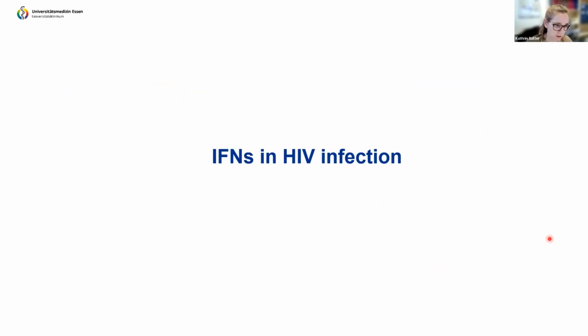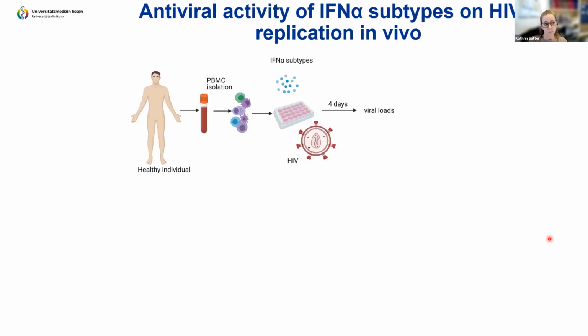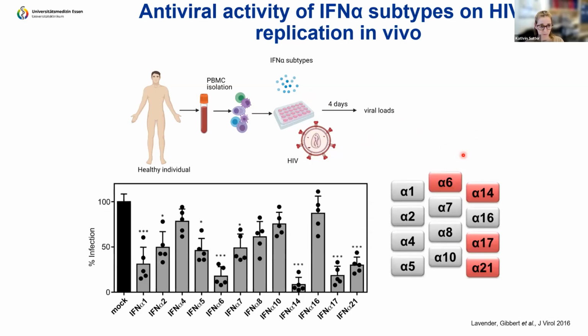This was mouse stuff, but I'm also interested in human infections, and this is maybe also more familiar for you. And one model we are working on is HIV infection. What we did some time ago is we got some blood from healthy individuals. We isolated the white blood cells, so the PBMCs. We put them here in cell culture. We infected them with HIV and treated them with human interferons. And then we waited some days and looked for viral replication.